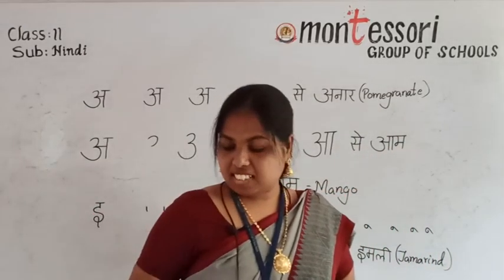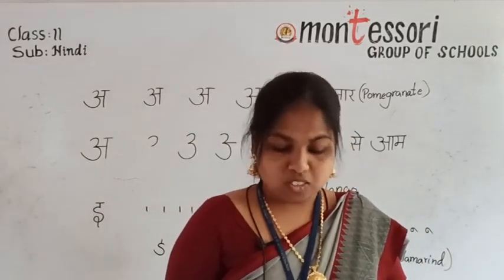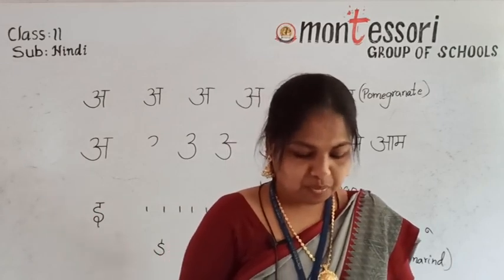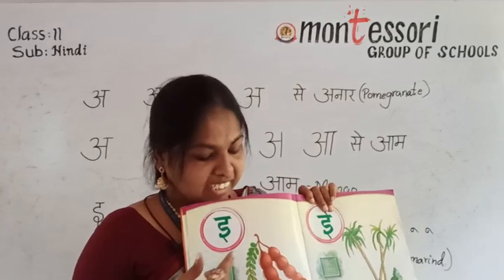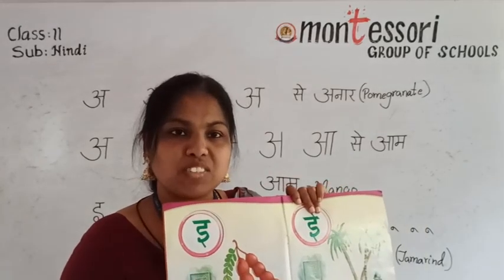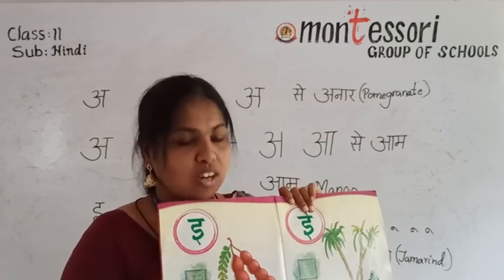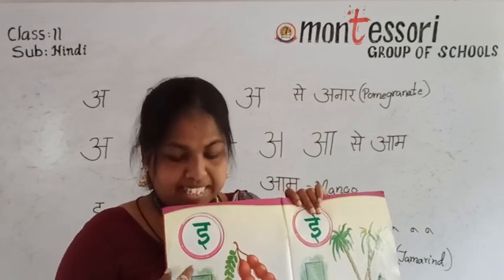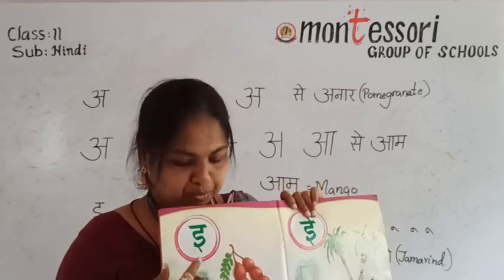Imli means tamarind. Okay, what is given in your textbook, we will check. Open your textbook. See, this is the picture of E and a small rhyme is given along with all the letters. Here also a small rhyme is given. Okay, and English and Hindi pronunciation both are there.